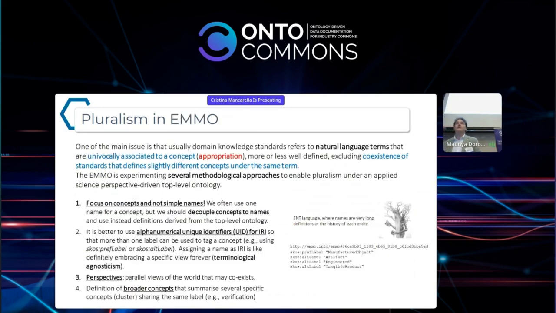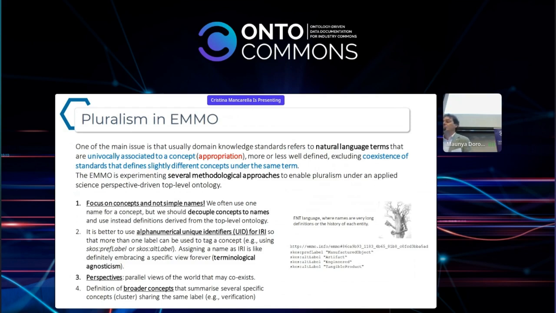So how do we deal with this pluralism in the MMO? Well, an important thing is that usually when a standard bubbles up, it focuses on natural language terms that are univocally associated to a concept. So it's like a community or standard body appropriates a particular term to a particular concept rigidly. And this excludes the coexistence of standards that define slightly different concepts under the same terms. So one of the solutions that we found is that we should forget labels, so terms. We should think about concepts and not about terms.